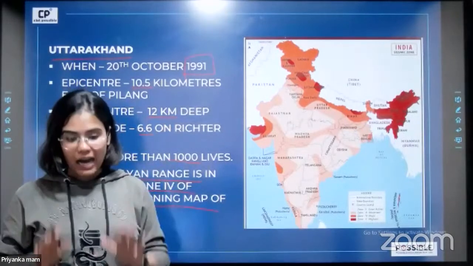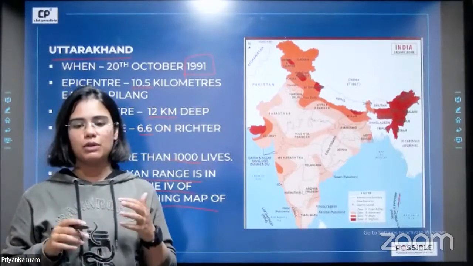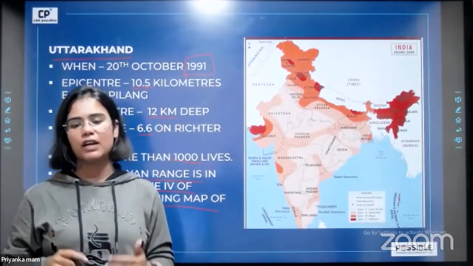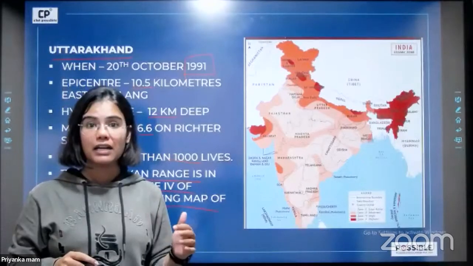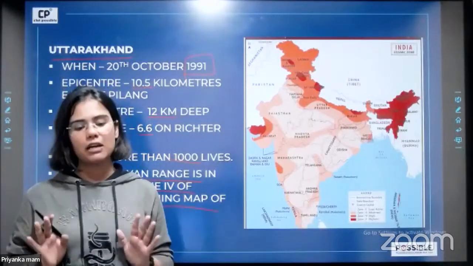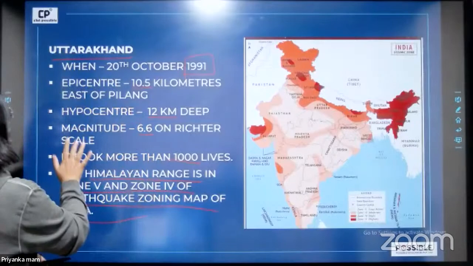ओके, so now we will go ahead and we will talk about the trivia with respect to Turkey. Again, extremely important. Earthquake आ गया तो आपको location वगैरह पूछा जा सकता है. So let's get on with that.